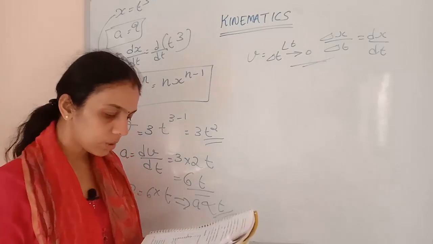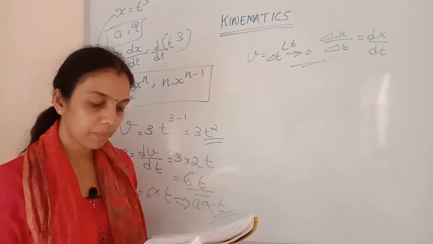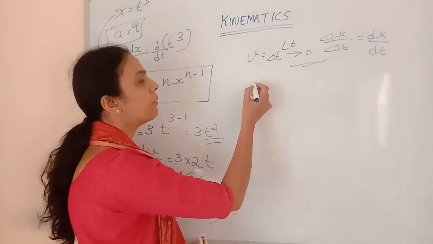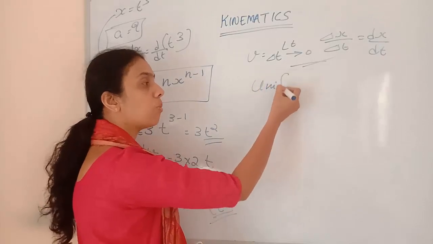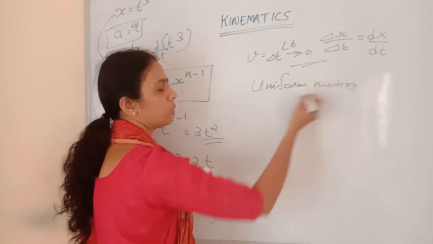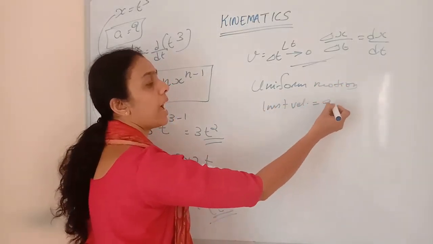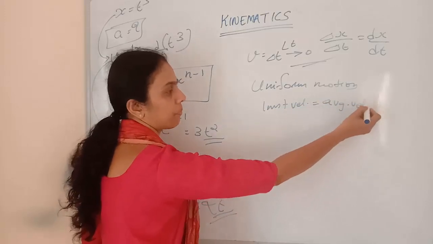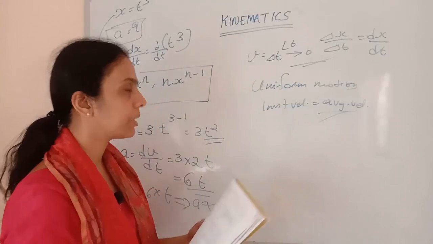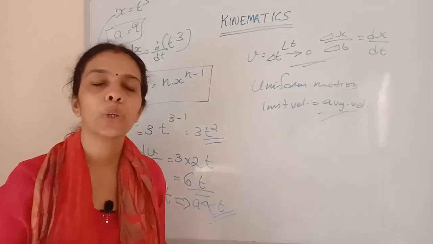Okay. So the next one is: when does average velocity become equal to instantaneous velocity? See, when they are in uniform motion. If the object is under uniform motion, instantaneous velocity will be equal to average velocity. So, when does average velocity become equal to instantaneous velocity? If the object is under uniform motion.